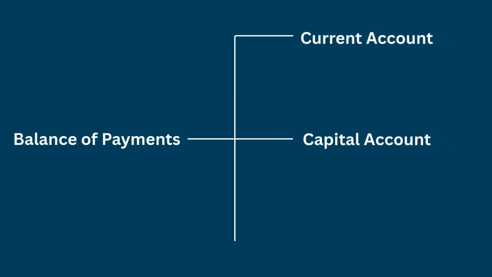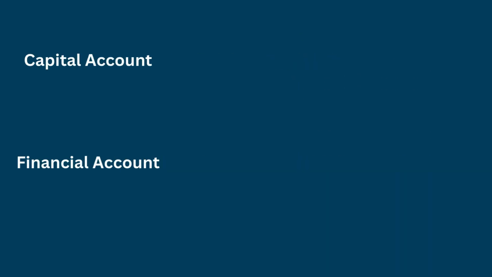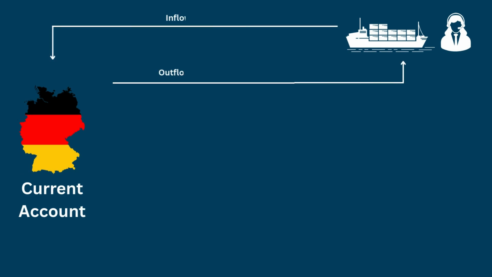The balance of payments is classified into three components: the current account, capital account, and the financial account. Sometimes the capital and financial accounts are clubbed together as capital account. The current account includes the inflow and outflow of goods and services into a country.